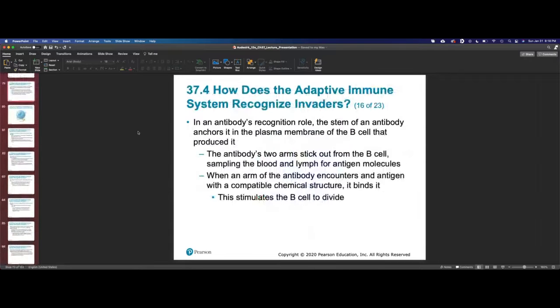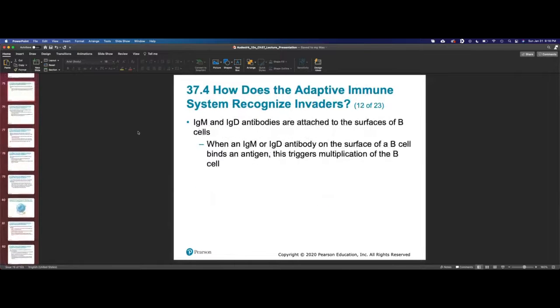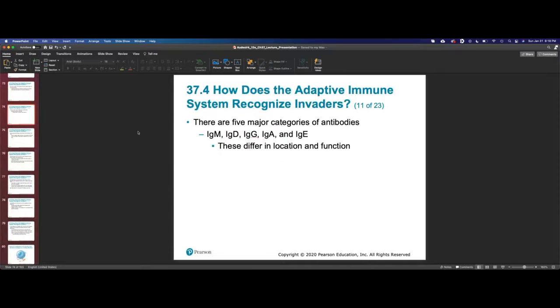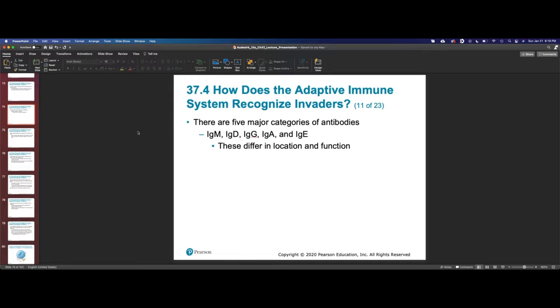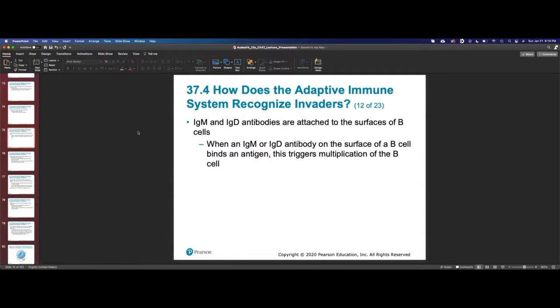Okay, so we're going to go back to B cells. So B cells produce antibodies, and antibodies are also known as immunoglobulins. And there are five major categories of that: immunoglobulin M, D, G, A, and E. G is going to be the most abundant kind circulating in blood, like plasma. And E is also pretty interesting because it's involved in allergies.